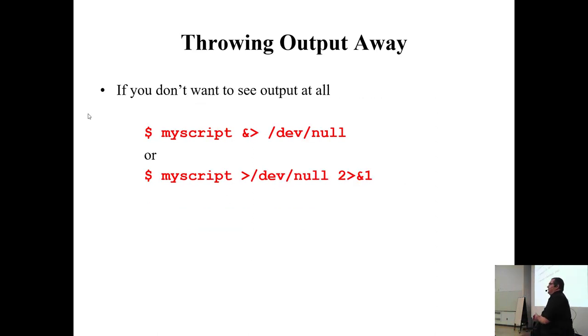Although throwing away output, I don't think I covered. If you don't want to see any output, you output your content to /dev/null. And that's a special file in Linux. Anything that goes to /dev/null disappears into the ether, never to be seen again. It is basically a black hole for data. It's a great spot to get rid of stuff. I've even seen people copy files into /dev/null. Why? I don't know, but you can.